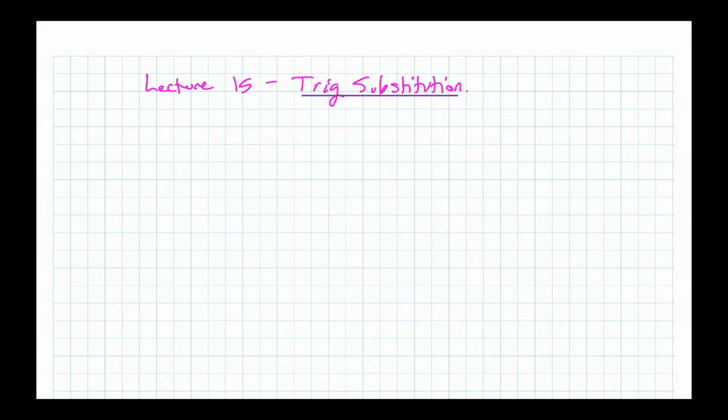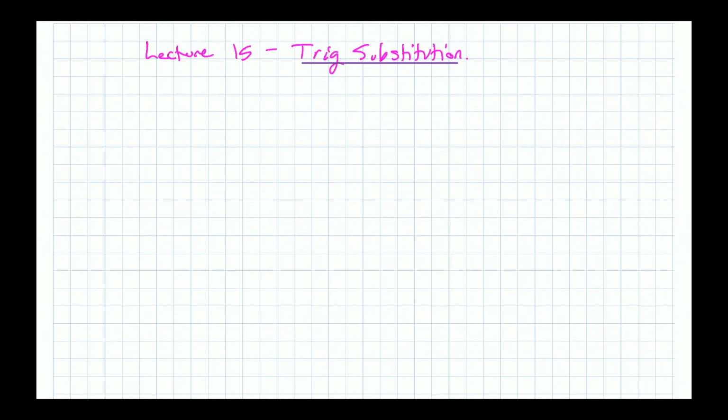So before we get started, I want to show you a couple of things that aren't trig substitution, just to make sure we're all on the same page here. When we do trig substitution, we're going to have to draw some triangles at the end.